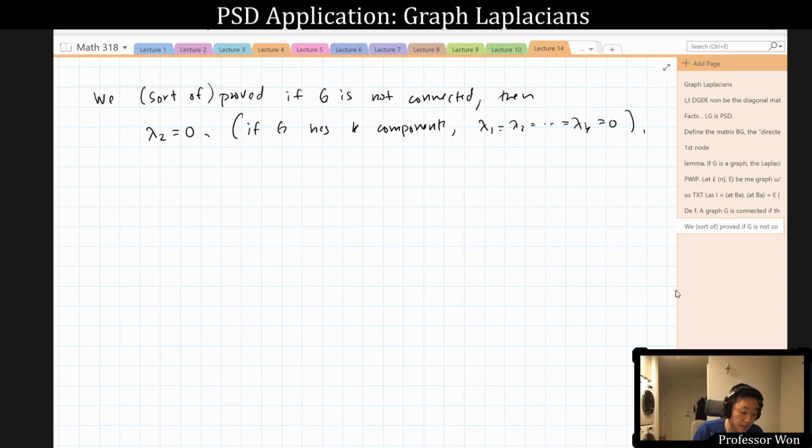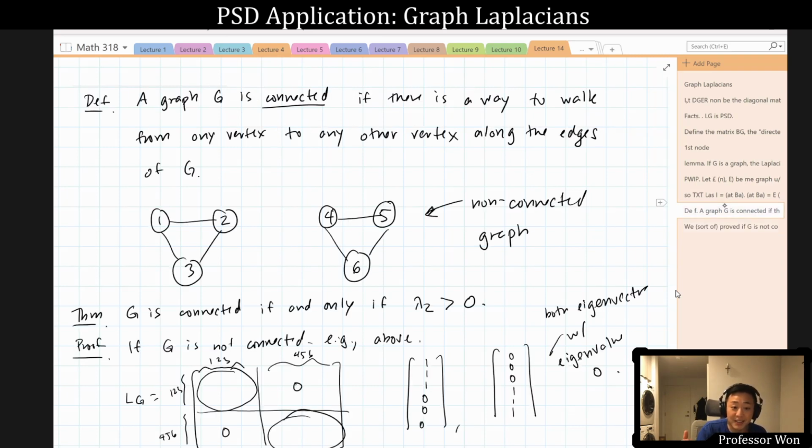Now we should show the converse. By the way, a more full explanation is written in the notes, but hopefully this discussion in the lecture helps you understand the well-written discussion in the notes. If I think of this theorem as an if and only if statement, we showed that if G is not connected, then lambda 2 is not greater than 0. In other words, we showed the contrapositive of this direction. That's what we've done so far. I still need to show that if G is connected, then lambda 2 is positive.